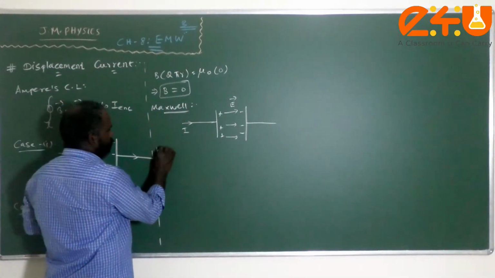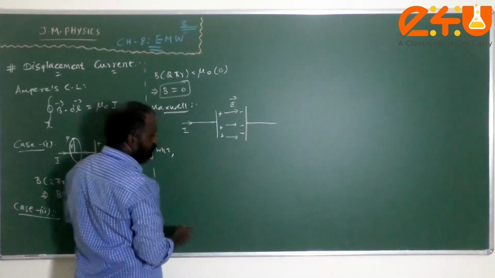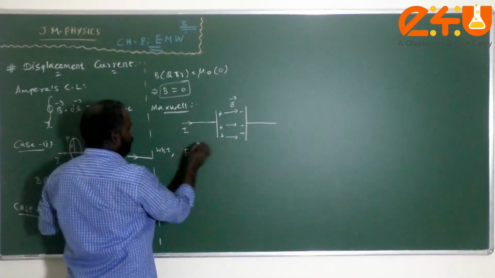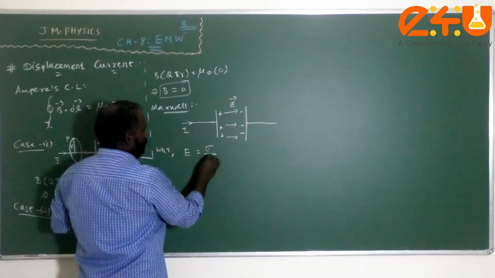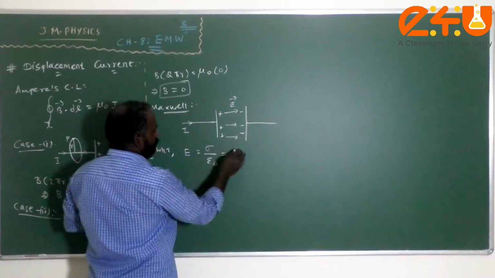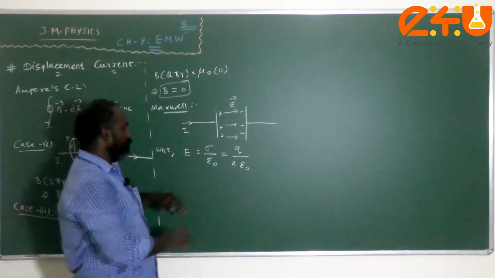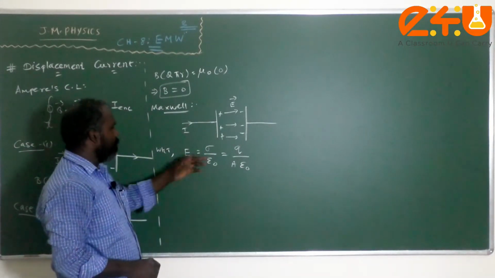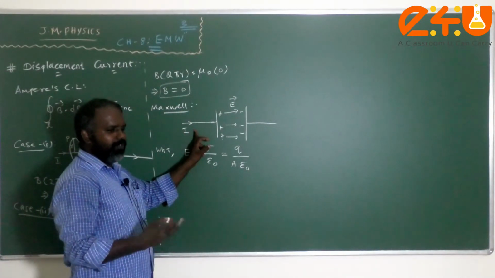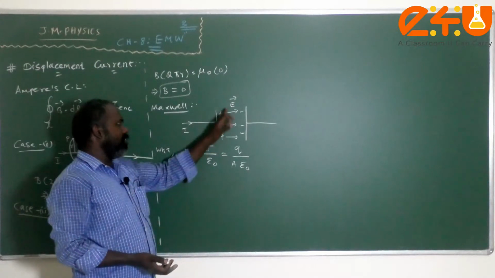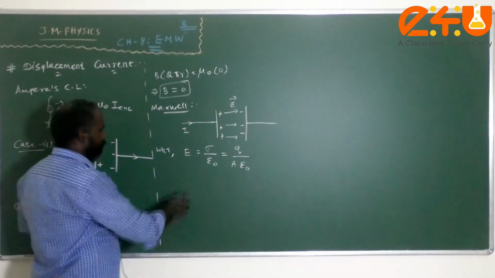We know that between two oppositely charged sheets, by the application of Gauss law, the magnitude of the electric field between the plates of the capacitor is given by E equal to sigma by epsilon naught, where sigma is nothing but Q by A. The current we are passing is a time varying current. With respect to time, the value of current is changing. Therefore, the electric field between the plates of the capacitor also changes with respect to time.